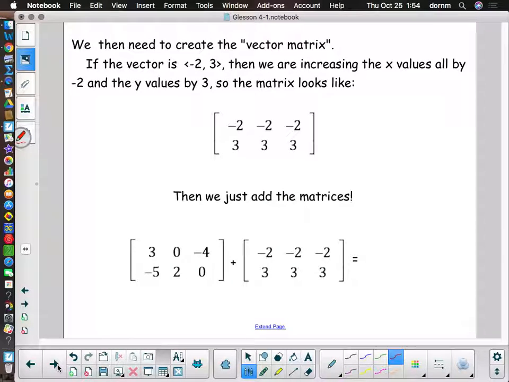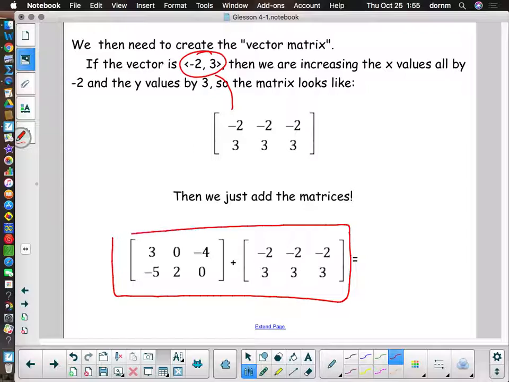Then what we do is we create a vector matrix, or a translation matrix. Our vector matrix is really simple. If our vector is negative 2, 3, we simply make our entire row 1 negative 2, and our entire row 2 is positive 3. And then we simply add the matrices. Okay? So with that translation, remember addition is easy. We just add the corresponding elements.